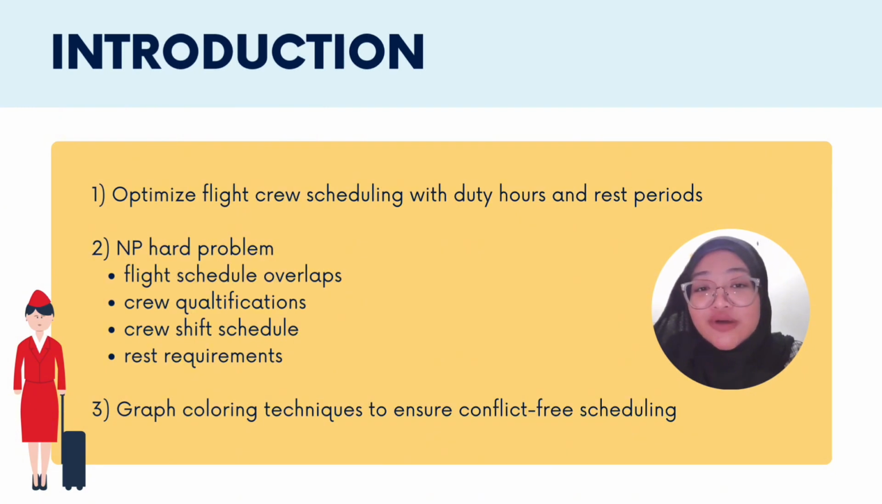Our intention is to optimize flight crew scheduling by balancing efficiency, safety and compliance with duty hours and rest periods. Crew scheduling is a complex NP-hard problem with multiple constraints such as flight schedule overlaps, crew qualifications, crew shift schedule and rest requirements. We aim to apply graph theory to model this problem using graph coloring techniques to ensure conflict-free scheduling. This approach will lead to more efficient scheduling and improve daily airline operations.